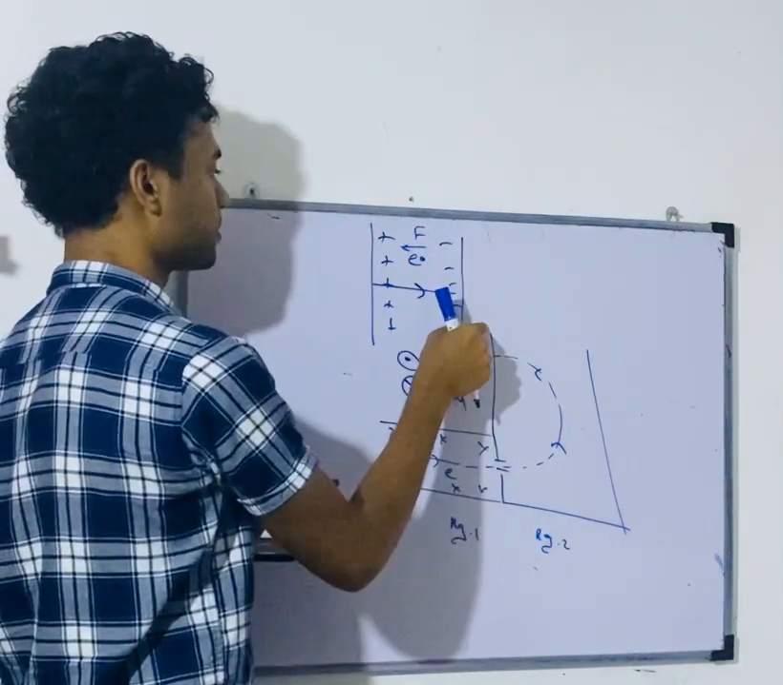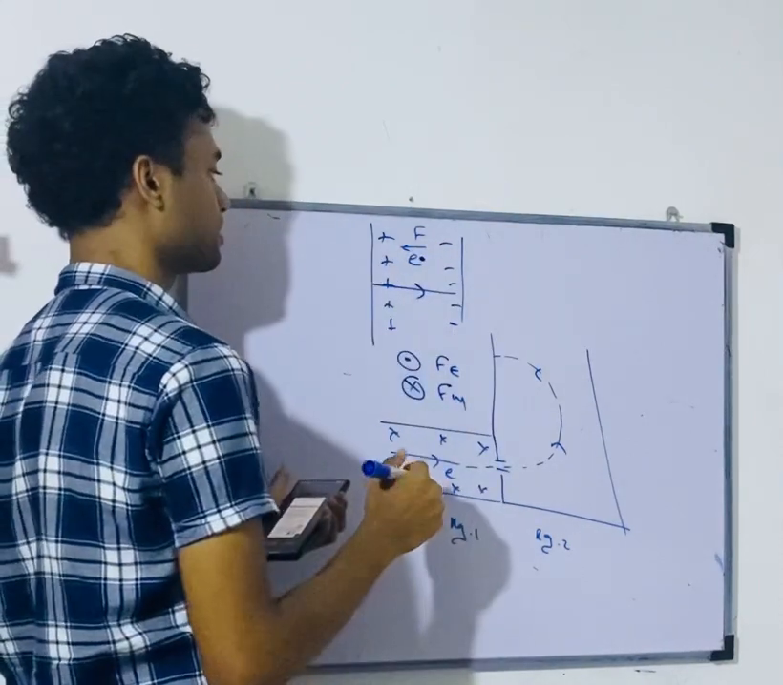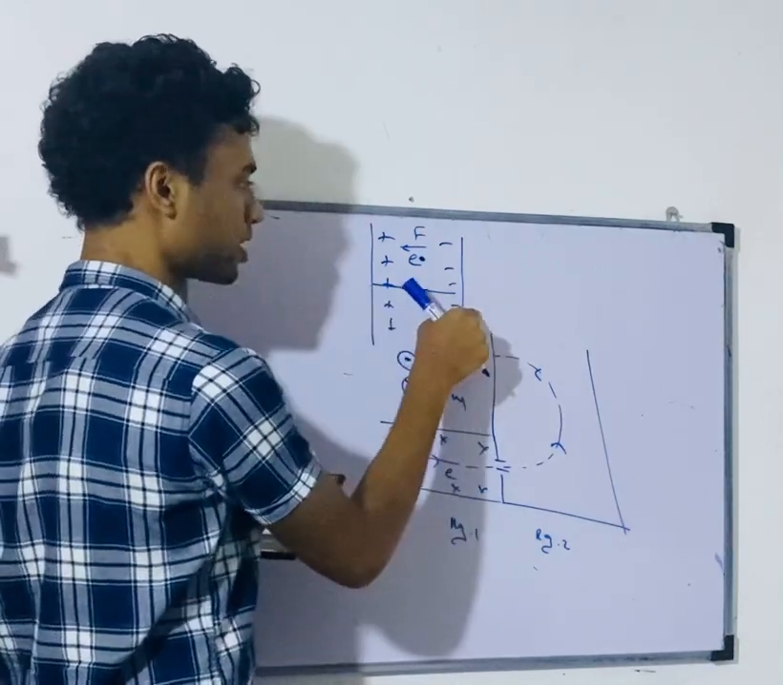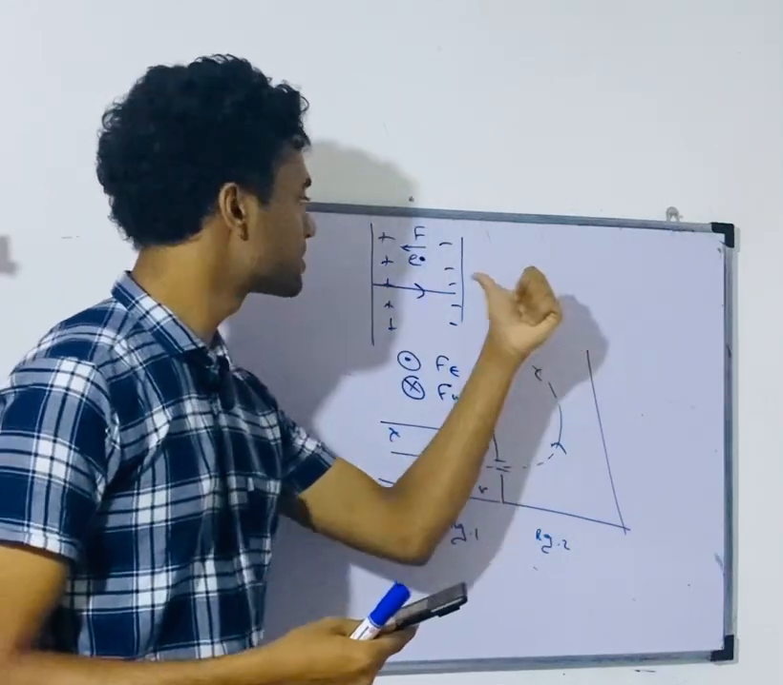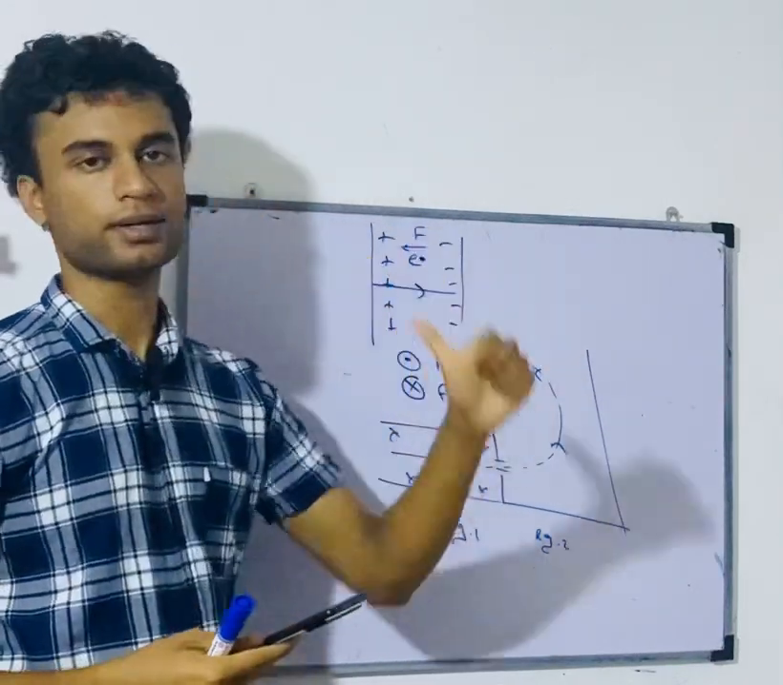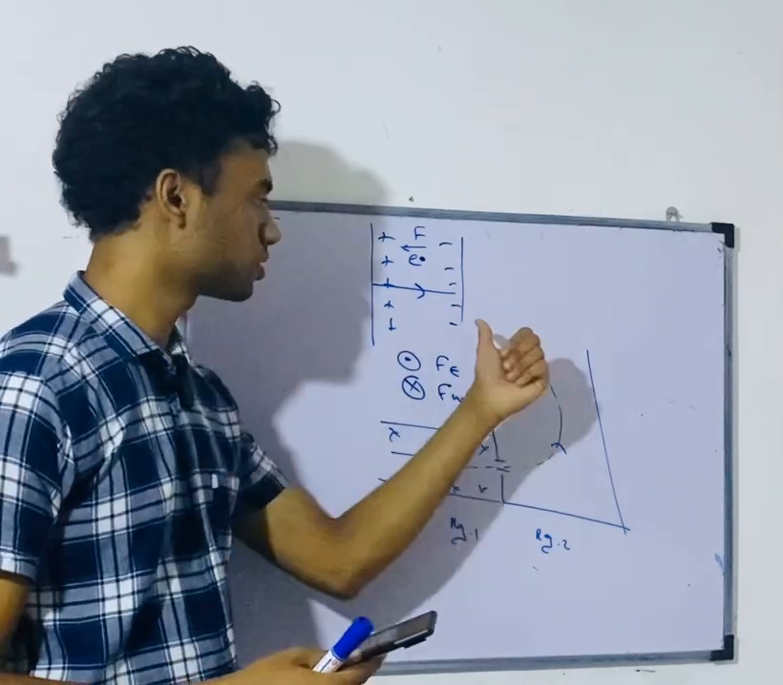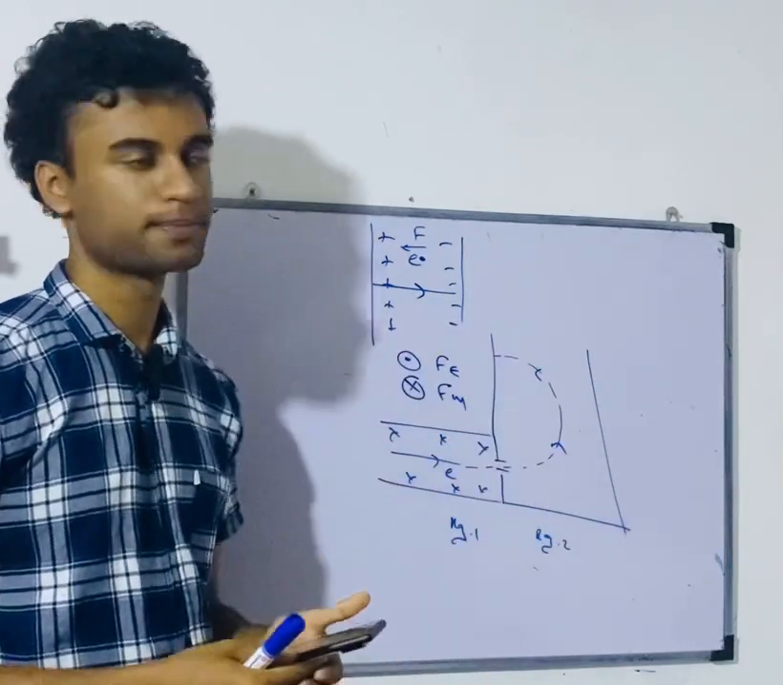and negatively charged plate, the electron is attracted to the positively charged plate. Can you see the electric field exists from the positively charged plate to the negatively charged plate? And the direction of the electric field is opposite to the direction of the force on the electron. Right, very important. Direction of the force on the electron is opposite to the direction of the electric field.